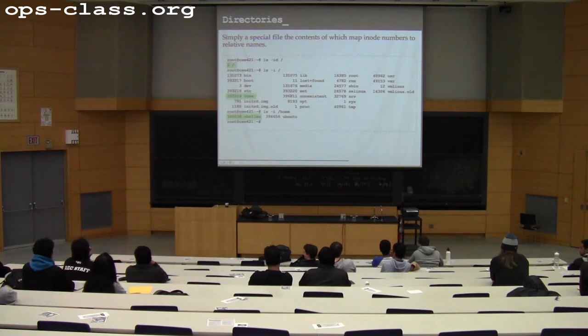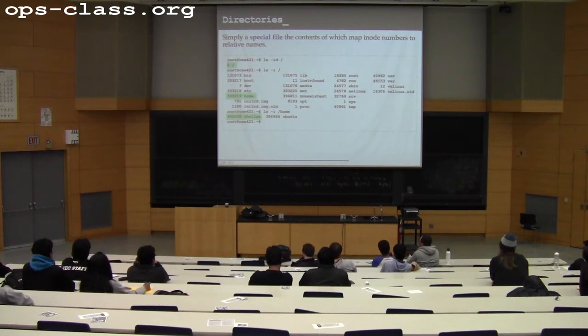But there's always a well-known, hard-coded inode number for the root directory of the file system. This is important because I need somewhere to start when I start translating paths, right? So the file system needs to know what the inode number of root is. From that point, it can bootstrap itself, and I can map other types of names. So now let's look at the contents of root.